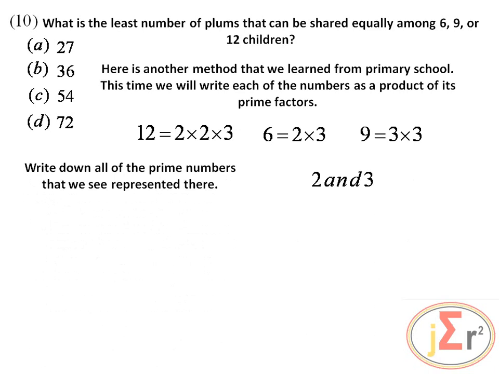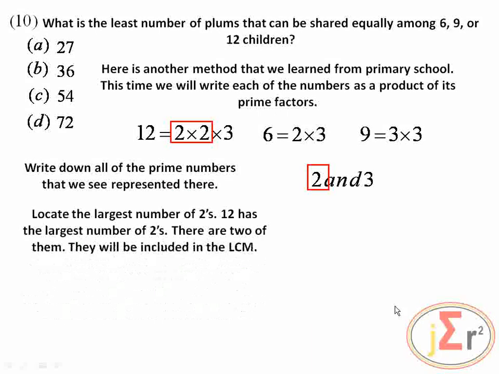All of the prime numbers that we see there: 2 and 3. Locate the largest number of 2's. 12 has the largest number of 2's. There are 2 of them. They will be included in the LCM.